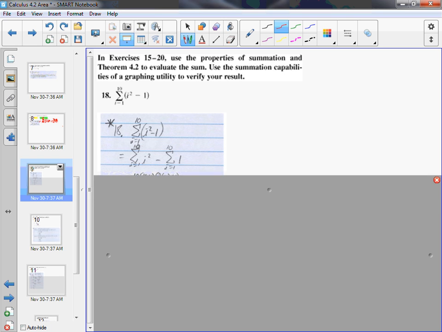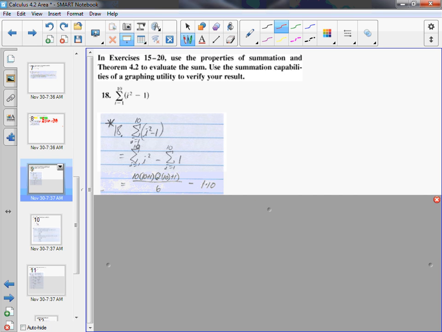Yeah, we do. Turns out that's n, which is 10, times n plus 1, which is 10 plus 1, times 2n plus 1, so 2 times 10 plus 1, over 6. That was n times n plus 1 times 2n plus 1 over 6. And then we also have a formula that tells us the sum from I equals 1 to n of a constant, don't we? It's the constant times n.